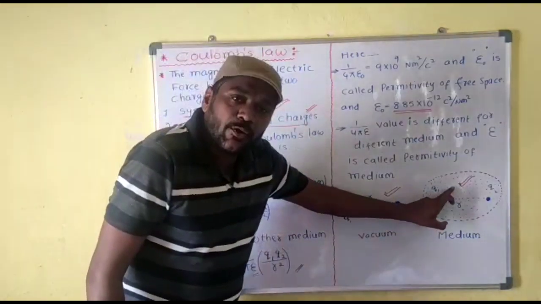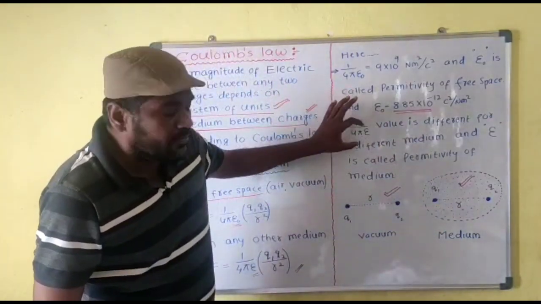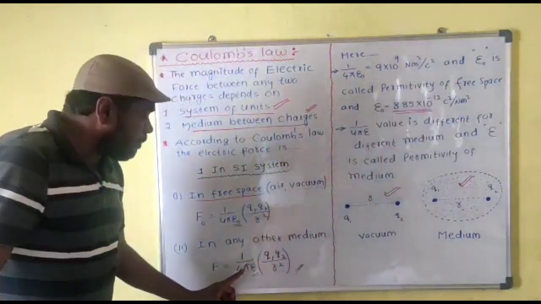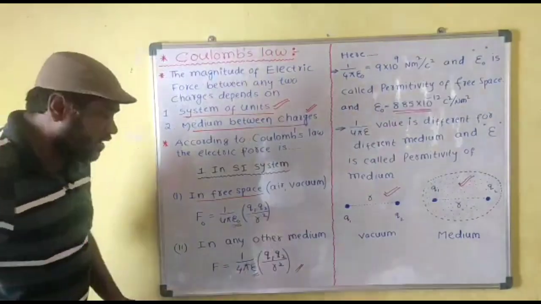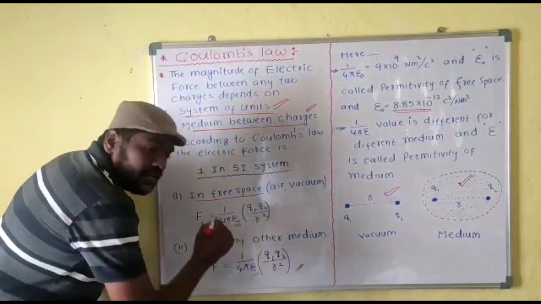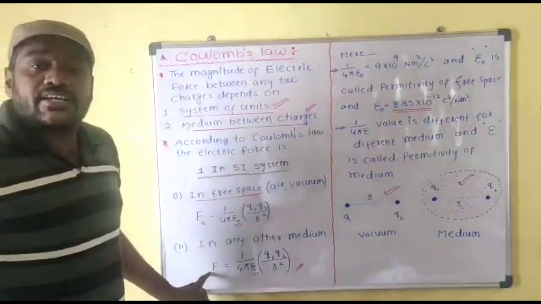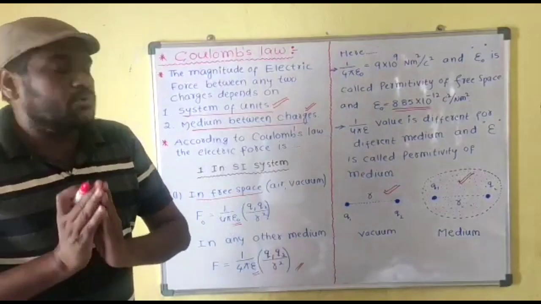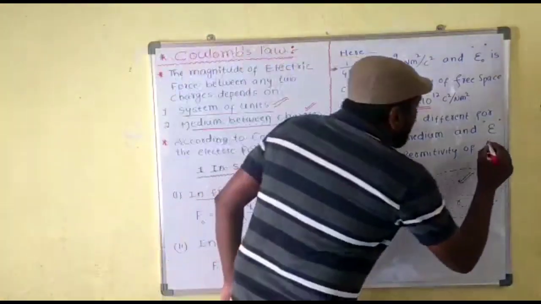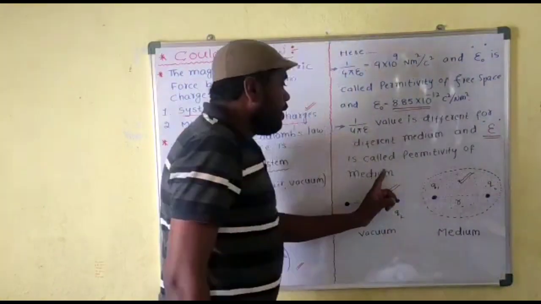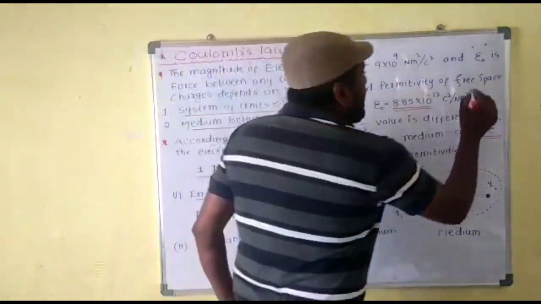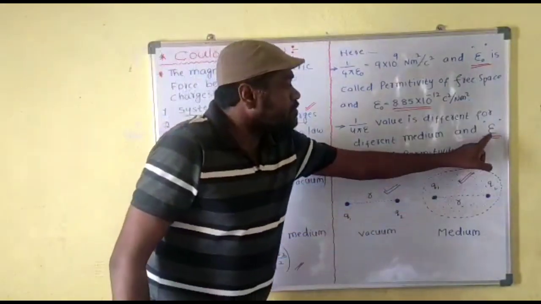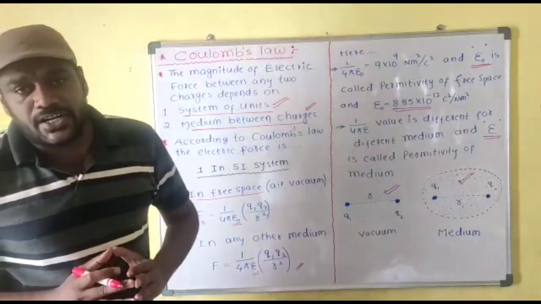And if this medium is kerosene, then this value 1 by 4 pi epsilon is different. Therefore, for different media, this 1 by 4 pi epsilon value is different. Means what? When this value is different, the force of attraction or repulsion between any two charges is different from one medium to another. Here epsilon is called the permittivity of the medium, and epsilon naught is called the permittivity of free space. Similarly, this epsilon value is different for different media.